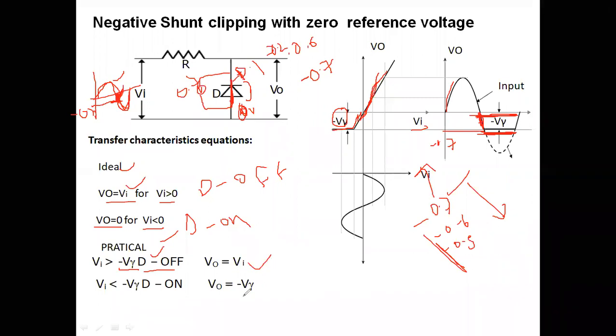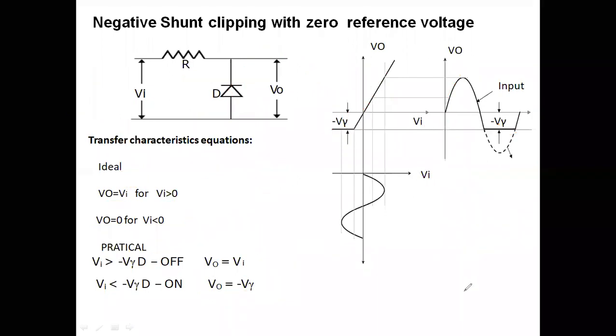When it is less than the cut-in voltage, diode will be on, and the cut-in voltage will be maintained constant. In this case, diode will be on. In this case, diode will be off. Therefore, when it is on, in the negative cycle, we may have the cut-in voltage. This is regarding your shunt clipper once again.